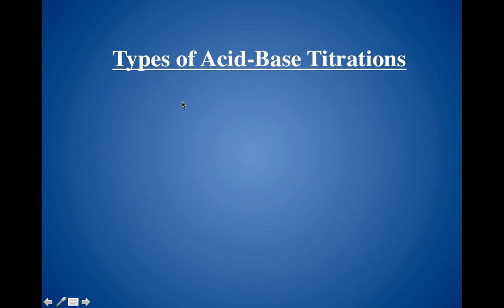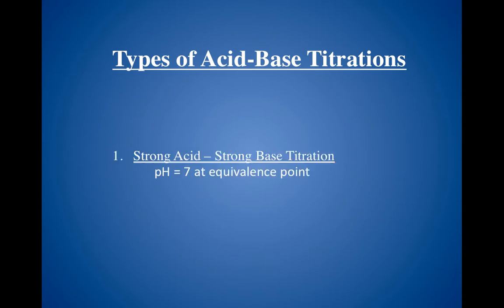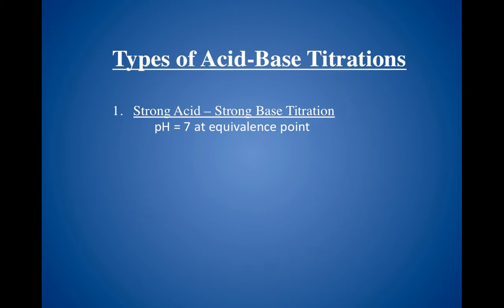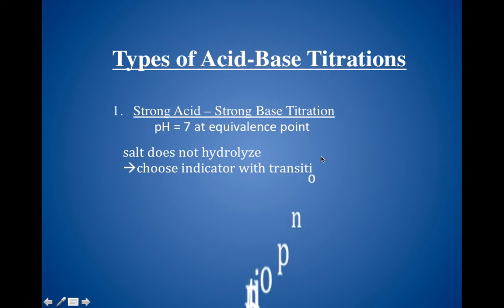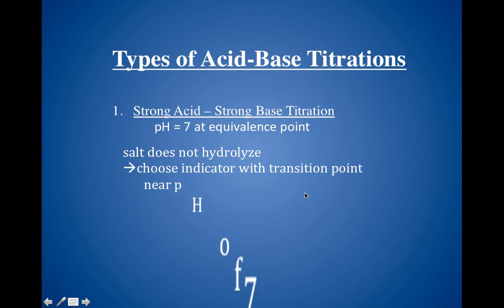Good day. We are carrying on with the PowerPoint about titrations. We've just wrapped up talking about indicators, and now we're looking at three types of titrations. The first one is strong acid, strong base titration, and we get a pH of 7 at the equivalence point. And that's because we make a salt that does not hydrolyze, because the positive ion and the negative ion both came from a strong acid and strong base, and therefore they can't hydrolyze. So we choose an indicator that has a transition point near 7.